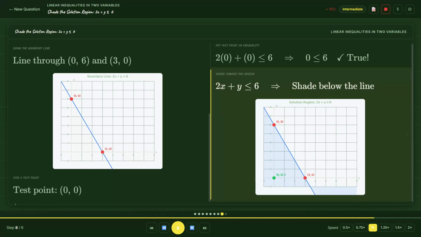Since 0, 0 made the inequality true, we shade the whole region below the line. Every single point in that shaded area will make 2x plus y less than or equal to 6.